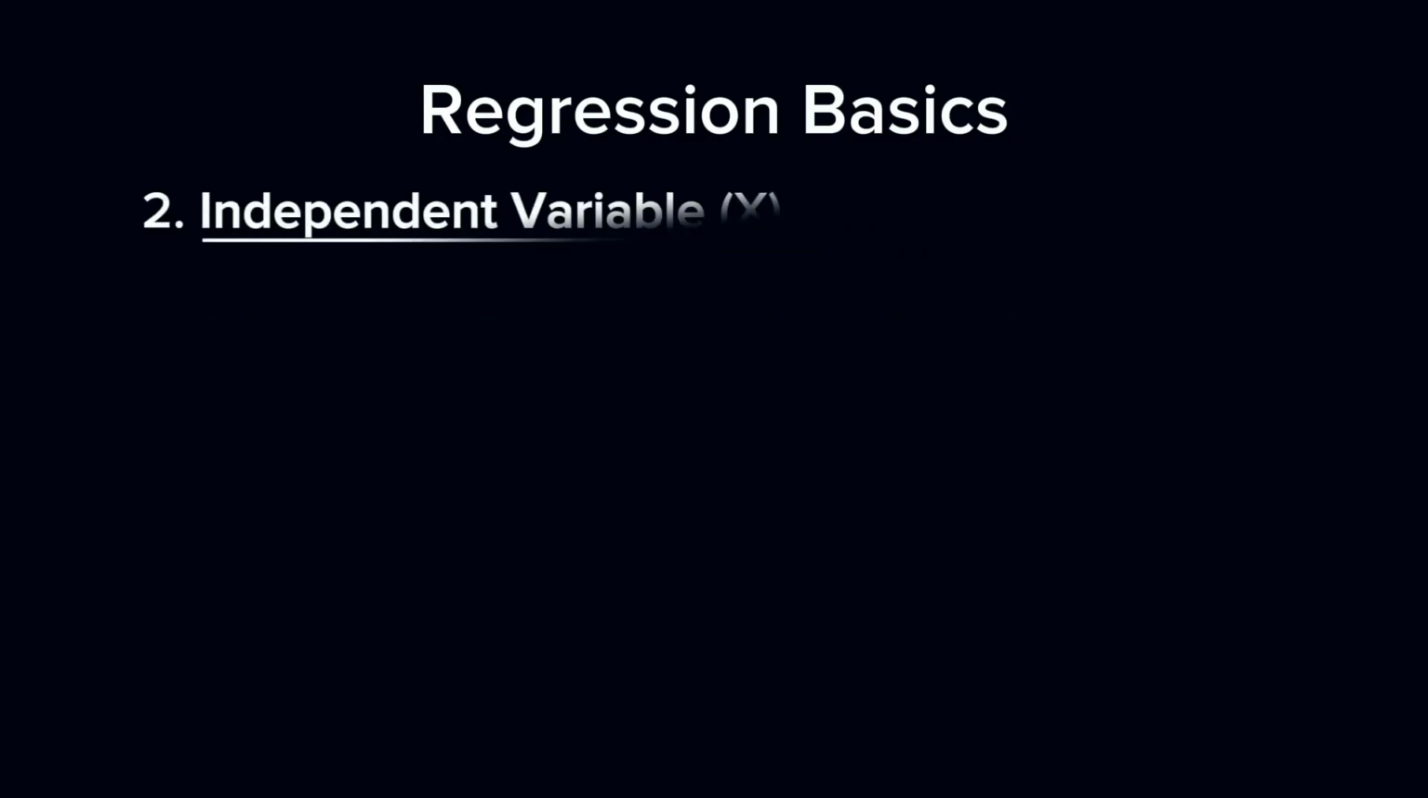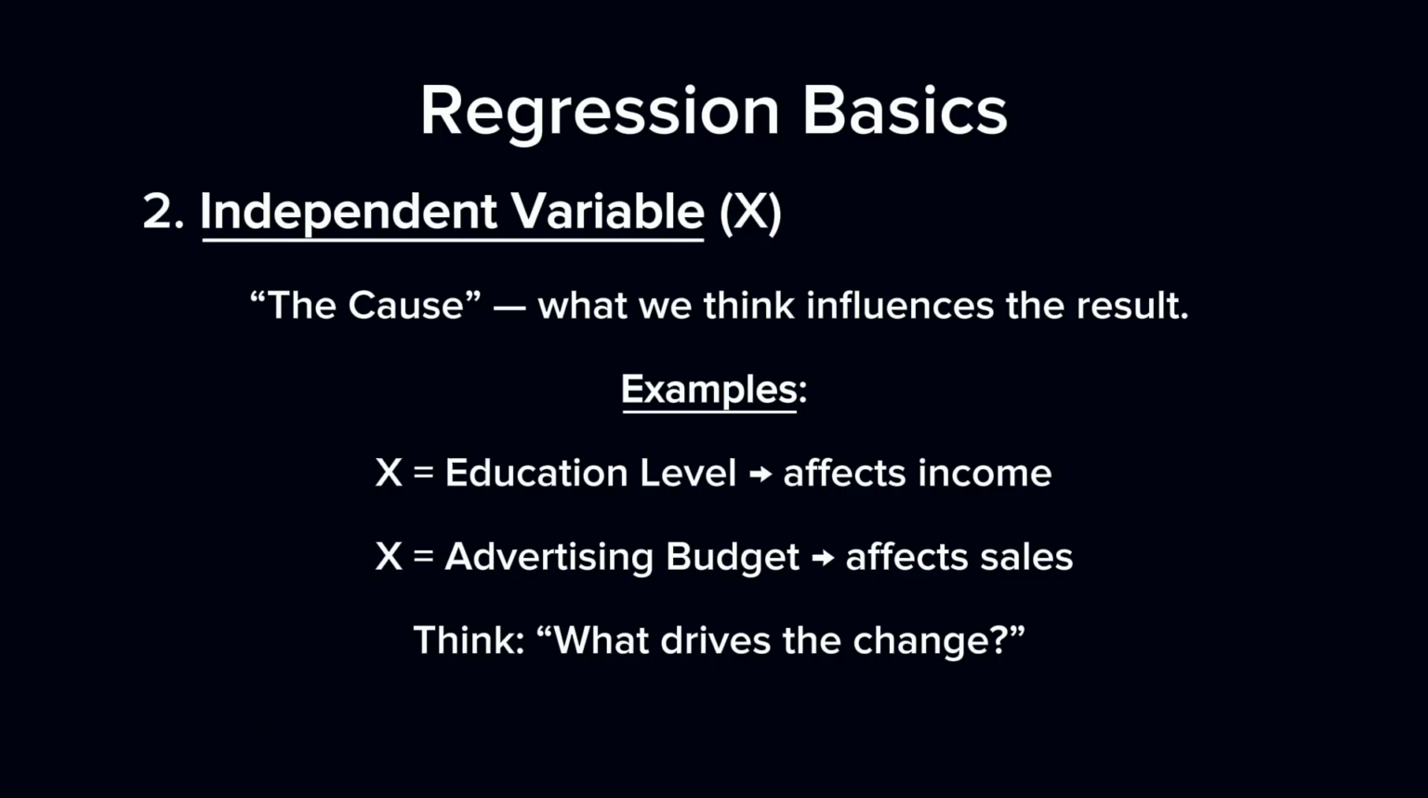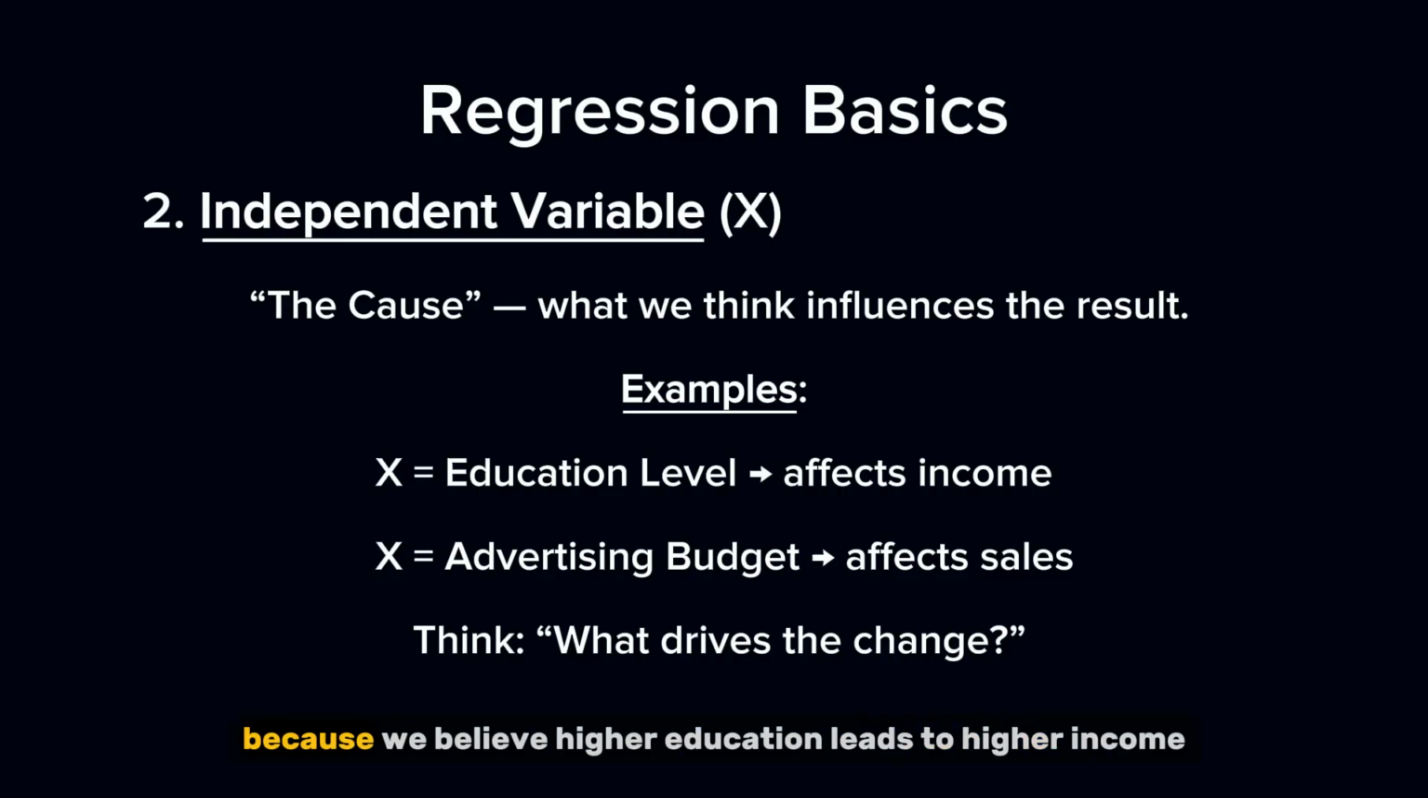Next up, independent variable, X. This is the cause or the predictor. It's what we think influences the outcome. For example, education level might be X, because we believe higher education leads to higher income. If you were studying marketing, your X could be advertising budget, and Y could be sales revenue.